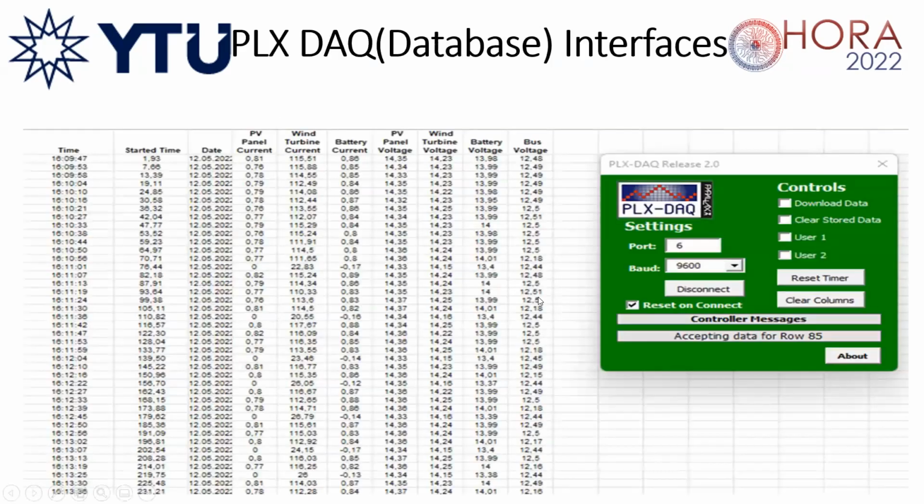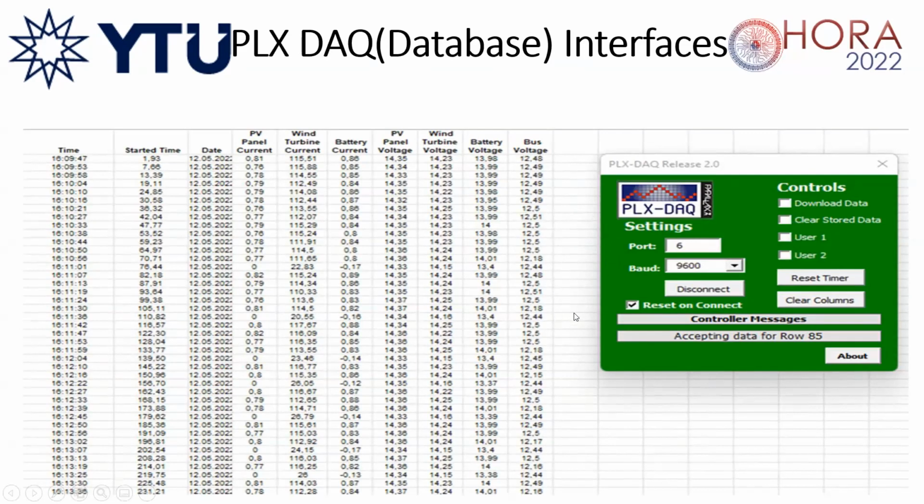In this section, Ibrahim will give information about us. And I will present about the PLX-DAQ and results.